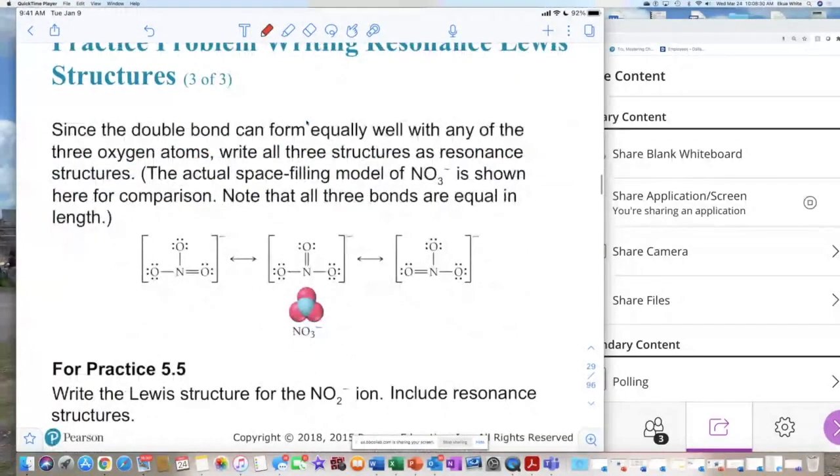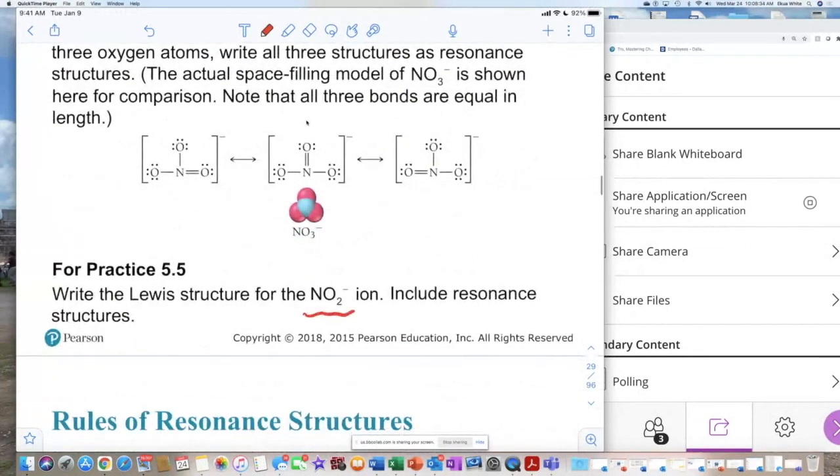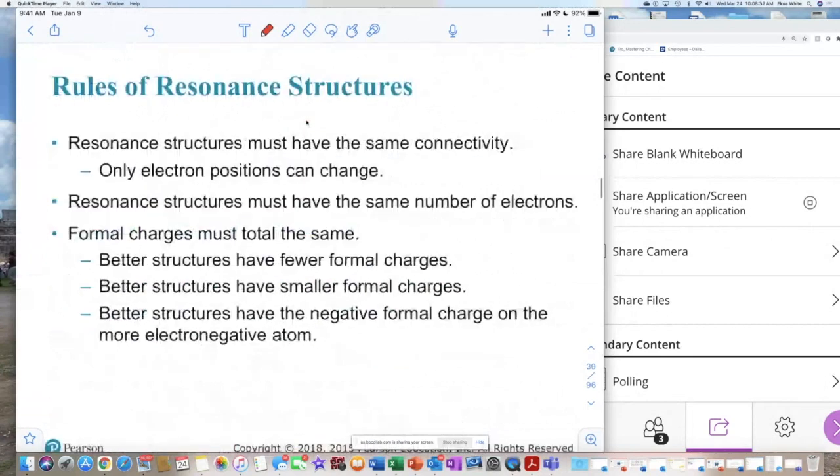Yeah, so here they show you the resonance structures, and then you have that there. You can practice this on your own. So this tells you the rules of drawing resonance structures.